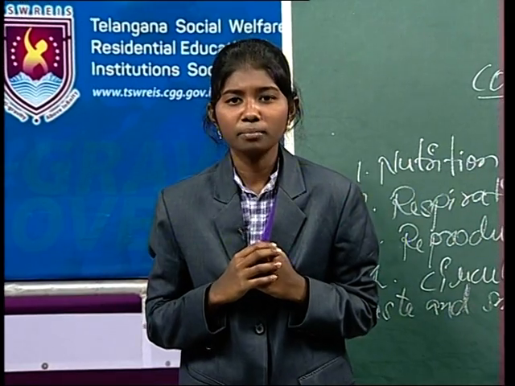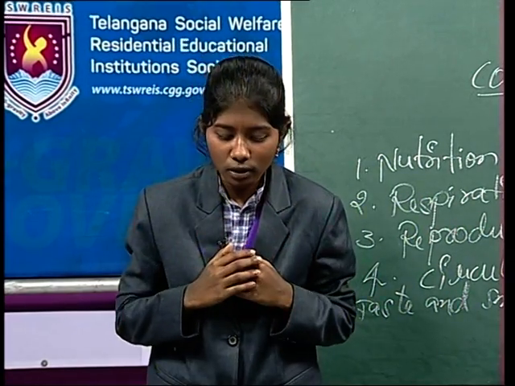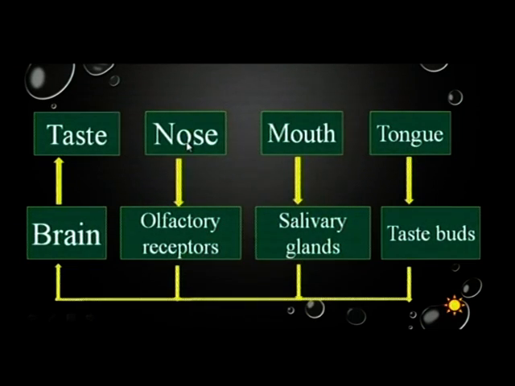To taste food material, the nose, mouth, tongue and brain are involved, and the taste of food can be perceived by the coordination of these four. First, the nose has olfactory receptors, and from the nose we can smell. From the mouth we have the salivary glands and tongue, and these taste buds, along with the nose and mouth, are connected to the brain, and only then can we taste the food material. Otherwise we can't eat.